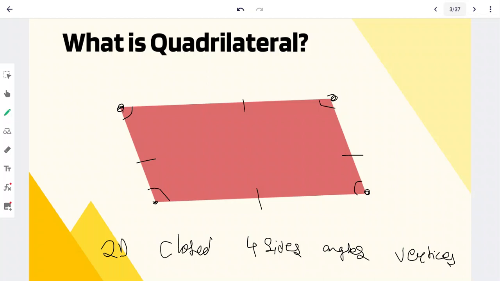There are many different types of shapes which have four sides, and that's why there are different types of quadrilaterals, but the main head is quadrilaterals, and then inside of them there are different types.